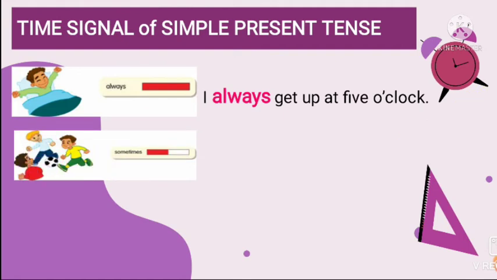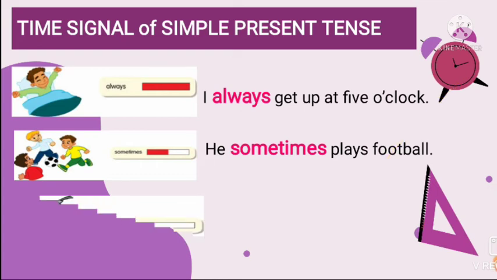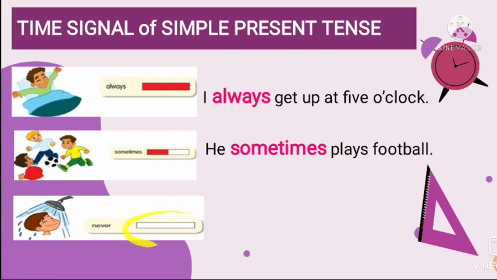That's for always. And then sometimes is the possibility of 50-50. Sometimes you do it, sometimes you don't. He sometimes plays football. So some other time he plays football, some other time he doesn't play football. And never means you never do it, not on any of your days. He never has a shower. Oh my god.